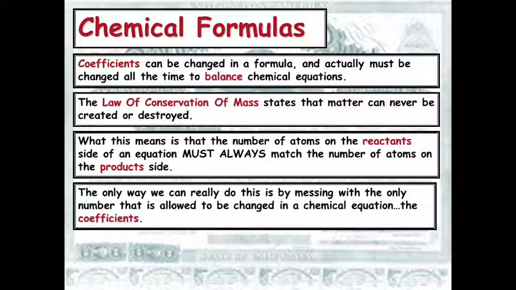The only thing we can change is the coefficient to make this happen. Remember, we cannot change subscripts. We cannot change the little numbers inside each individual compound, but we can change the large numbers in front. And when we change the large numbers in front, that will balance our equations, it will lead to the law of conservation of mass.